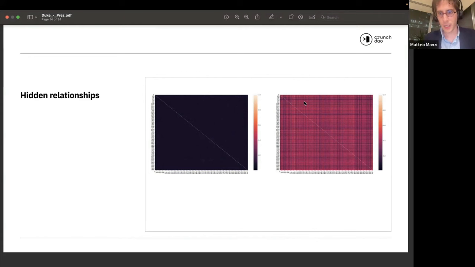But the initial data set is the same. You see that on the left you just have the diagonal, and everything is dark, around zero. On the right, you see a structure, a clear pattern relating variables. I guess I can pass you the ball on this one, John.